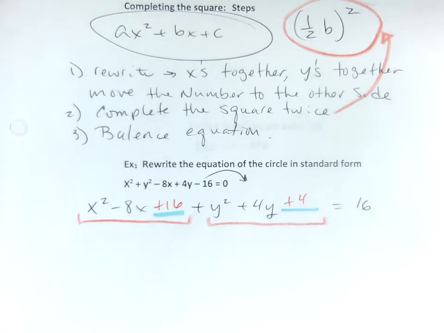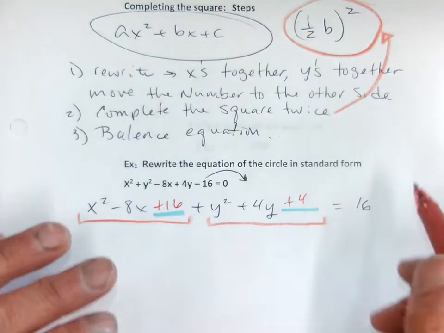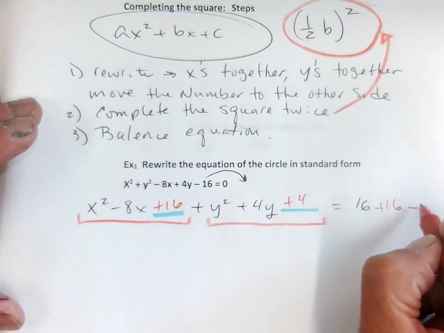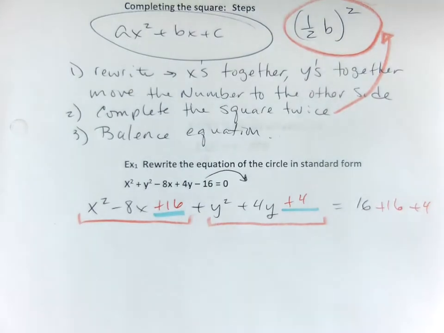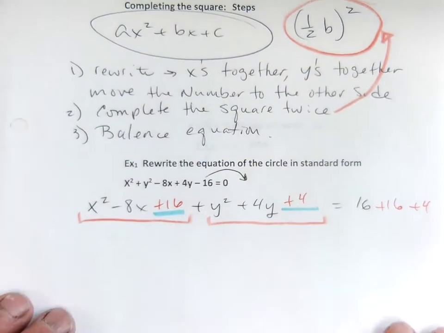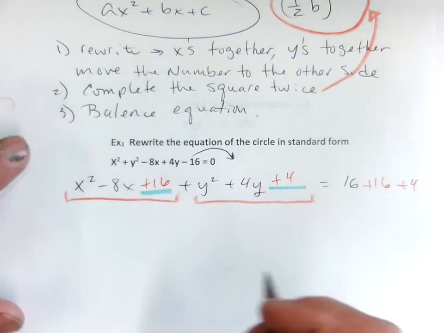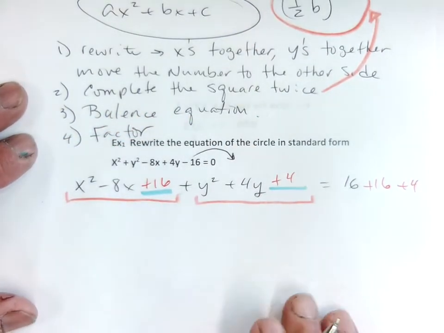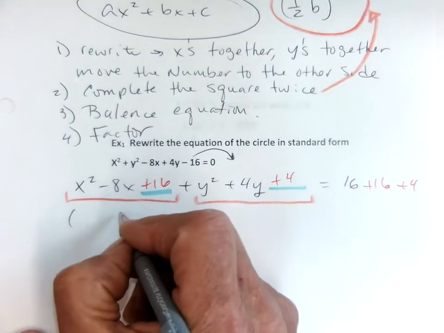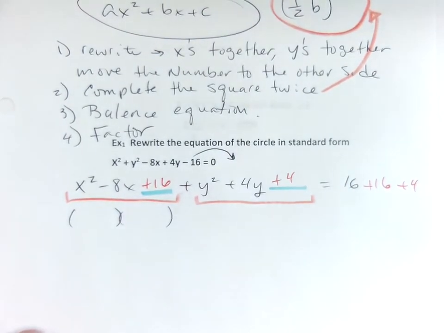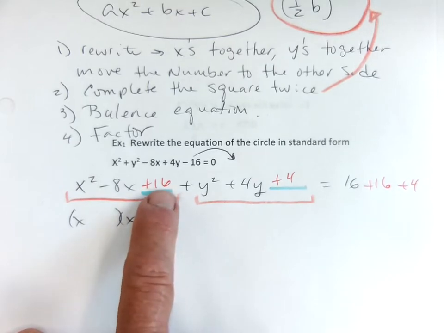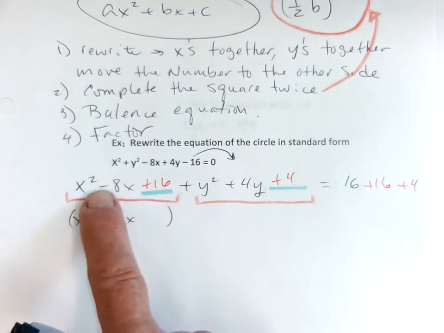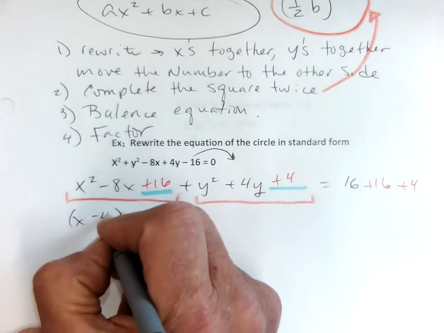So let's balance it. So let's add 16 to this side and add 4 to this side, okay? How am I doing? So far, so good? Okay, now this will factor. This will factor. And I know I need an x times x. 16 is 4 and 4, but I need a negative 4, negative 4. Right?